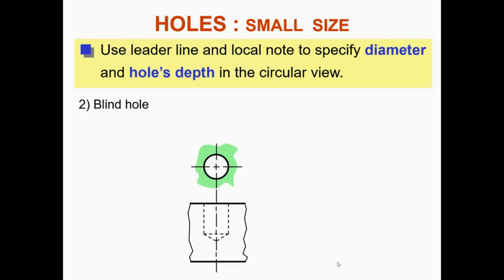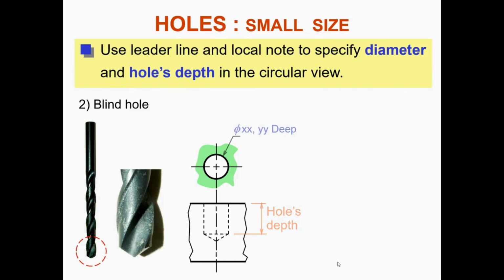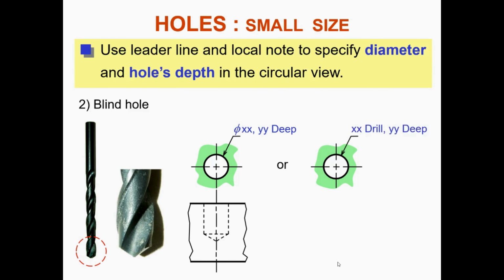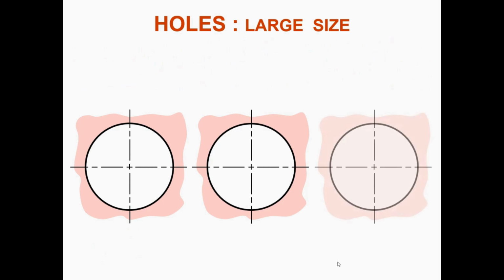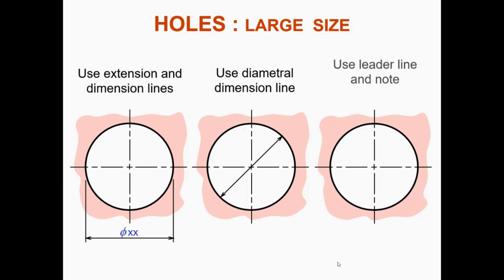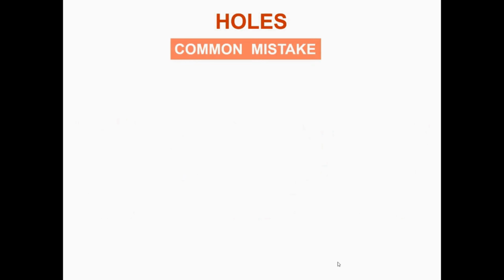Also, use leader lines and a local note to specify diameter and hole depth in circular view. So we can have a blind hole in this orientation where we have the diameter XX, Y deep, or XX drill, Y deep. What about large size? Use the extension and dimension lines when it comes to large size. You can also use the diametral dimension line or use a leader line and note.